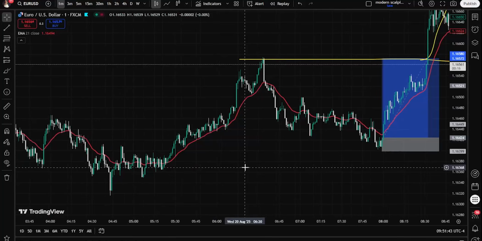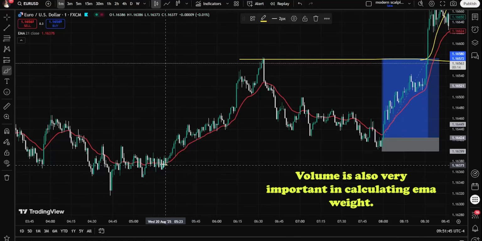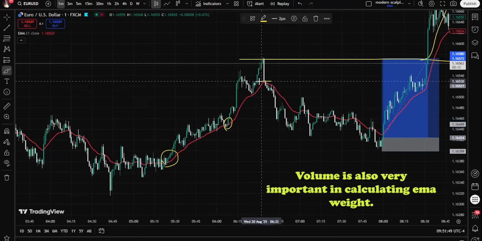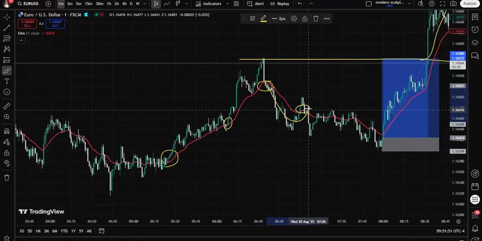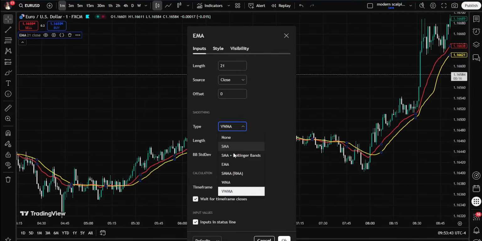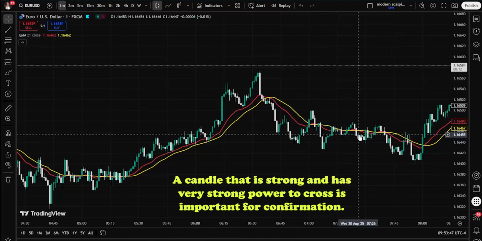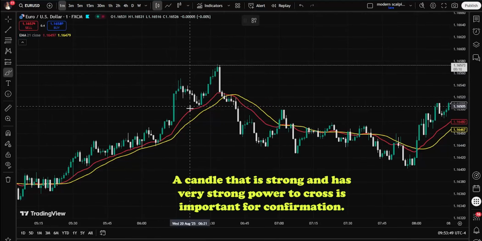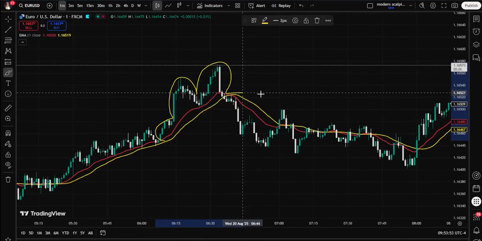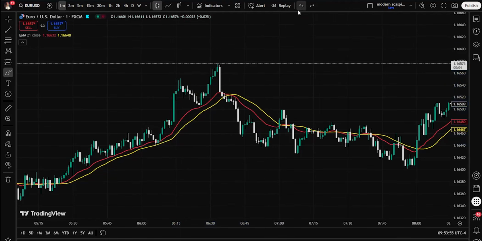VWAP, or volume weighted average price, is very smart. Because unlike indicators like EMA that only consider price, this one also brings trading volume into play. Suppose you see a very large candle in the market. Well, this candle can be deceptive because there may have been very little volume behind it. But when VWAP is on the chart, you can tell if the move is really strong or just a fluke.